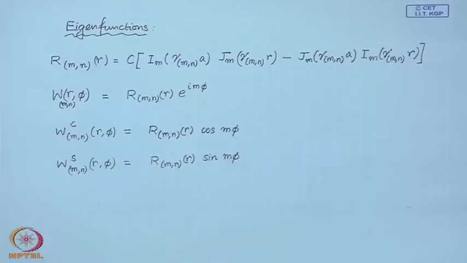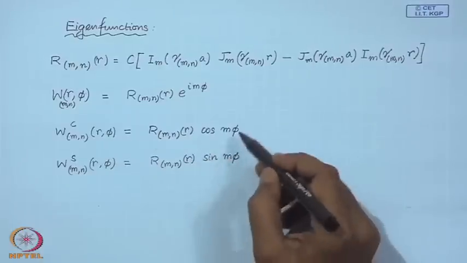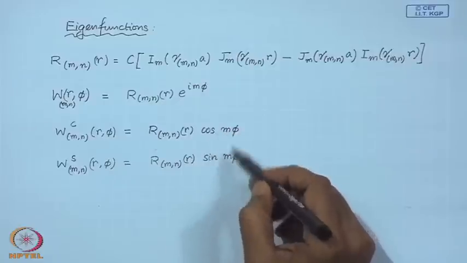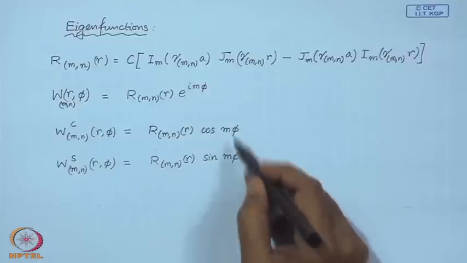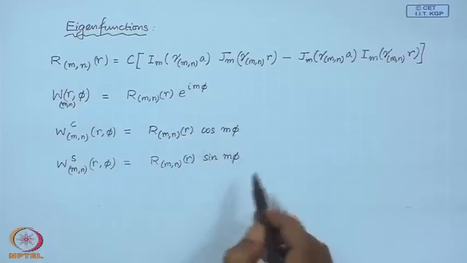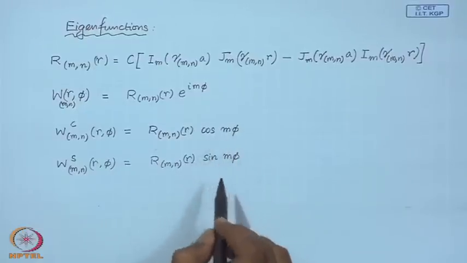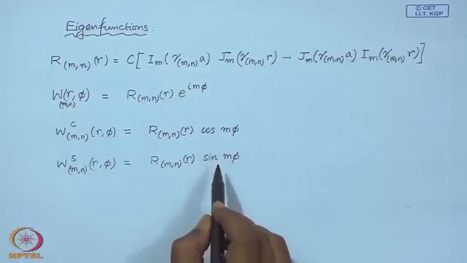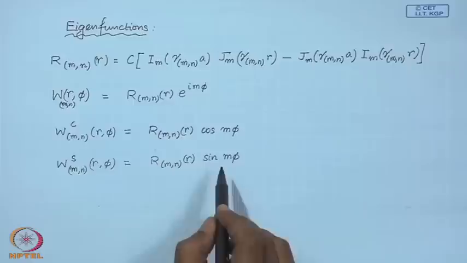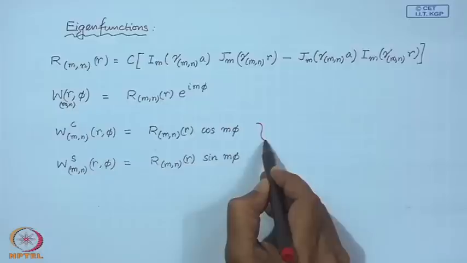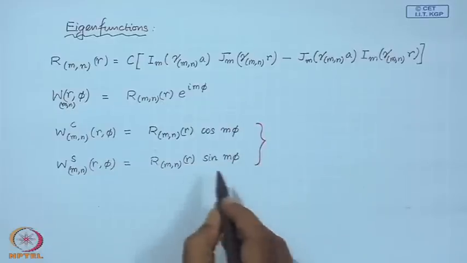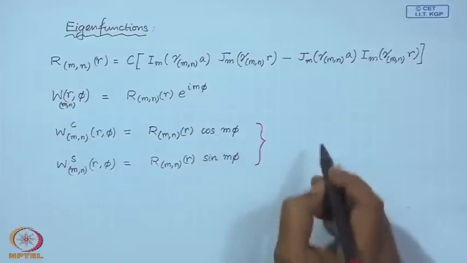Now, these two modes are of course orthogonal. If you integrate the product of these two, then you can very easily see that. So, these are orthogonal and these are eigenfunctions, these are orthogonal and they correspond to the same eigen frequency omega m n. So, these are degenerate modes for m not equal to 0.